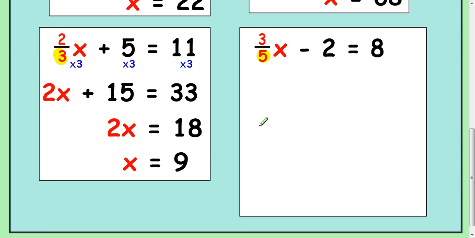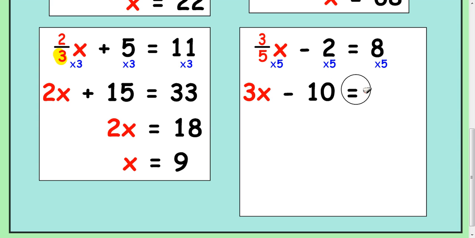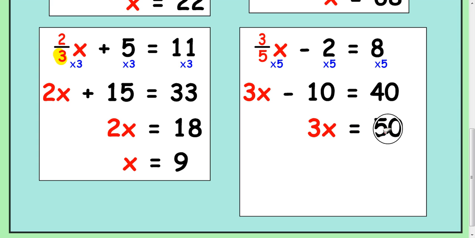Same idea here, 5 in the bottom, so we want to undo dividing by 5, so times everything by 5. Remember to do it to every single thing, and again I will be left with the 3 here. So 3 divided by 5 times 5 is just 3. So 3x, take away 2 times 5 is 10, equals 40. Add the 10 to both sides, so you're going to get 3x equals 50. So we're going to have to divide by 3, so x is equal to 50 over 3.